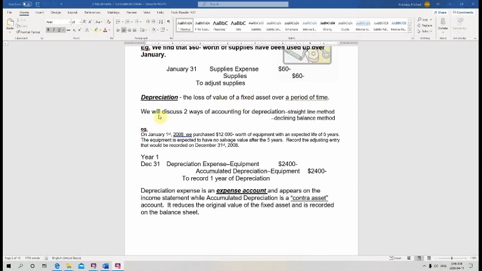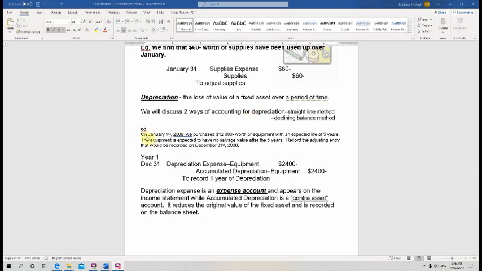Now, in grade 11, we are going to be discussing two different ways to depreciate assets. One is called the straight line method, and the other one is called the declining balance method. In grade 12, we discuss additional methods of depreciation, including units of output and sum of the years. So let's get back to our example.